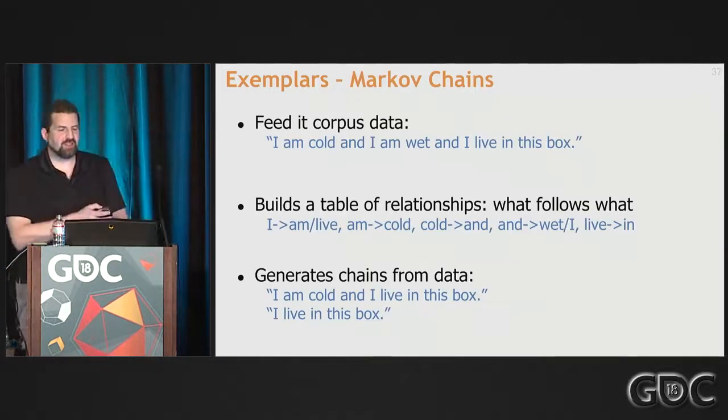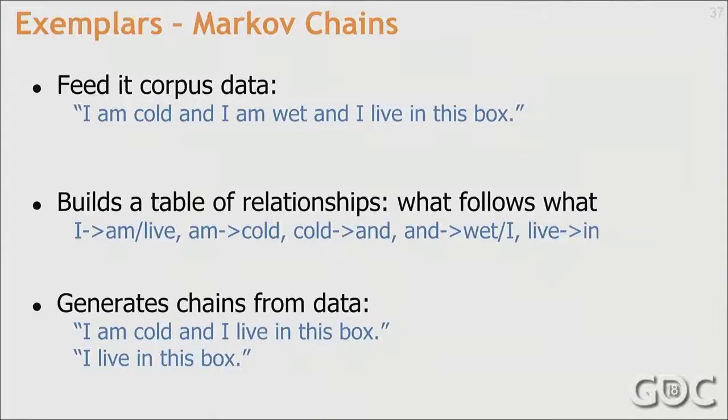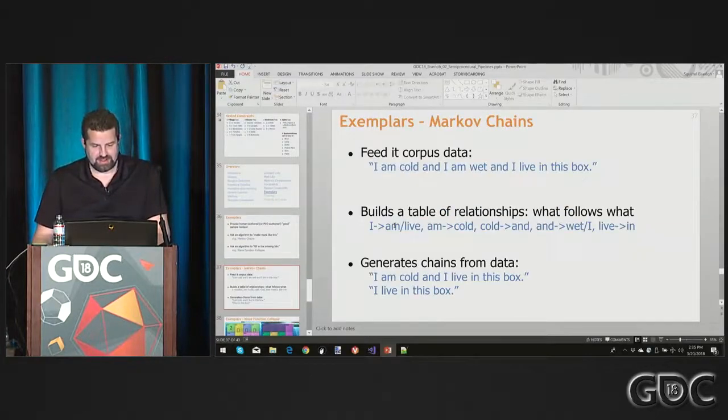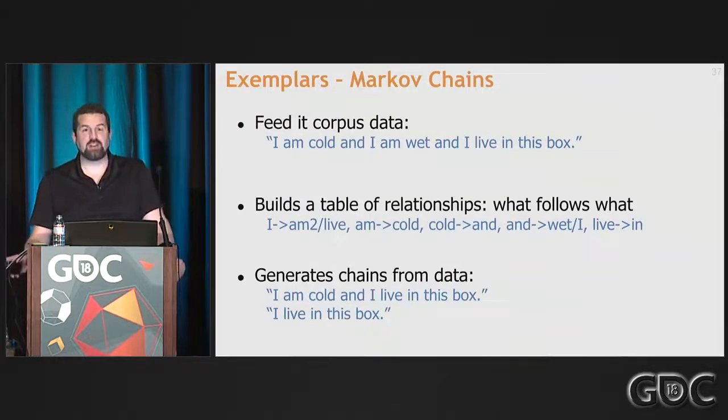Okay, so Markov chains. The idea is you feed it corpus data. This is a super lame example. I am cold and I am wet and I live in this box. It builds a table of relationships, what follows what. So I can lead to am or live. In fact, there would be a 2 next to the am right here. In other words, that occurred twice, right? So that might be twice as likely to follow I. Am can lead to cold, can lead to and.